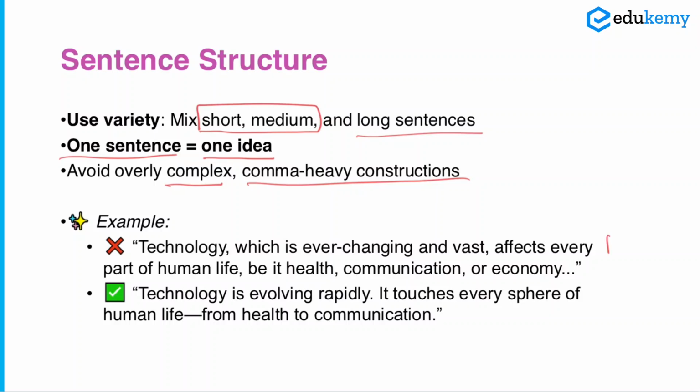Here's an example. Technology, which is ever changing and vast, affects every part of human life, be it health, communication or economy. Instead, you could communicate it using two sentences like this. Technology is evolving rapidly.